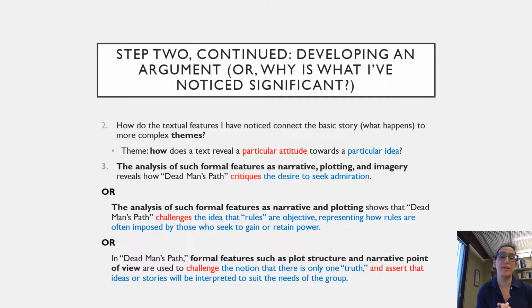Another possible argument is that analysis of such formal features as narrative and plotting show that Dead Man's Path challenges the idea that rules are objective, representing how rules are often imposed by those who seek to gain or retain power. Because I thought, you know what, the use of the white supervisor, he's the government education officer, and even Michael himself, there's a really interesting commentary on power structures going on in this story, right? And I think that the evidence shows that.